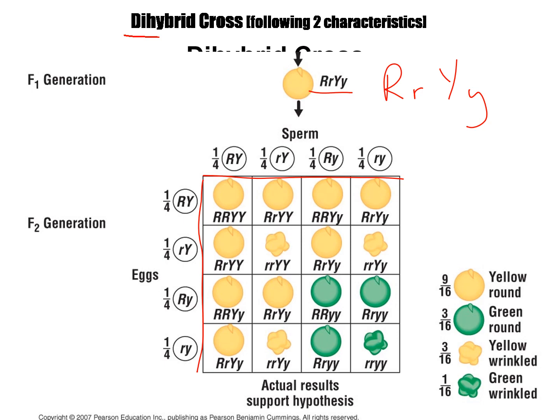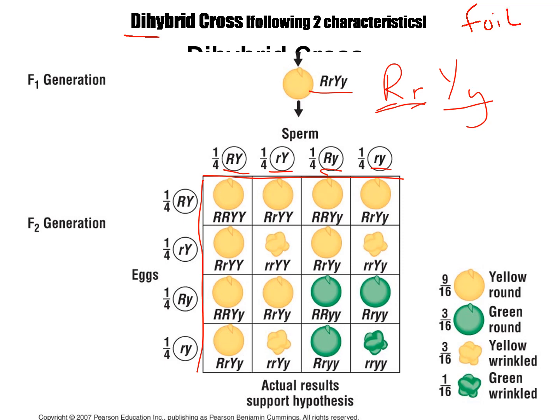So during meiosis, when you're going from diploid, having two alleles for every trait, you're going to go haploid, where you're only going to have one allele for each trait in the gametes. So as you can see, every gamete has one R and one Y. But determining which R goes with which Y, you can use FOIL. First, outside, inside, last, or however you want to do it.